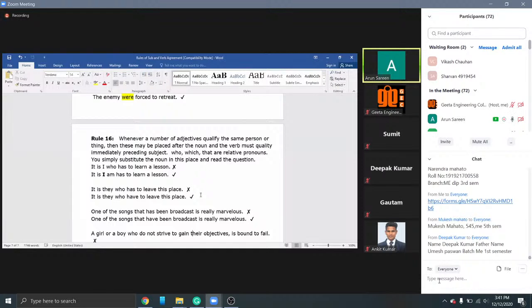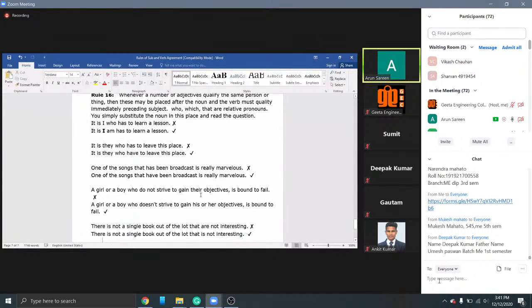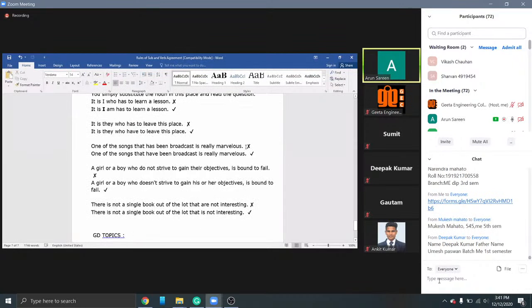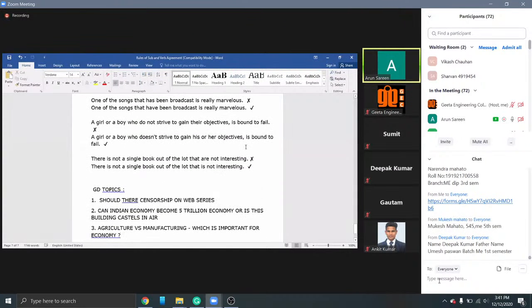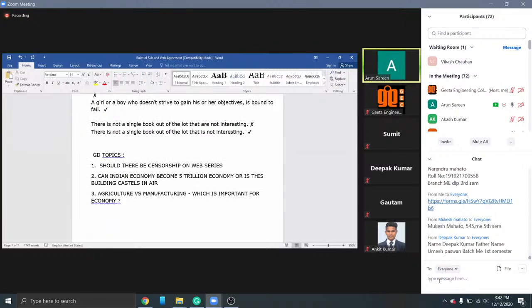Now we will do the exercise very quickly. Please note down the topics first. I want all of you to speak. Should there be censorship on web series? Can the Indian economy become a 5 trillion economy, or is this building castles in the air? Are they just building castles in the air, or can it become a 5 trillion economy? Third one, agriculture versus manufacturing: which is important for the economy?